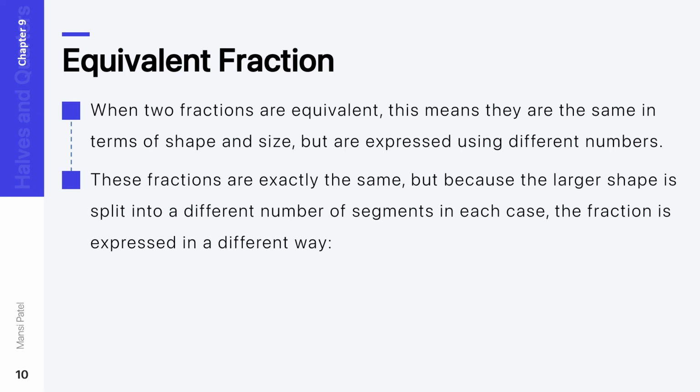Because sometimes a larger shape is split into a different number of segments, in a different number of parts. Then each part of that fraction is expressed in a different way. Then those fractions are known as equivalent fractions. Let us see with the help of one example.